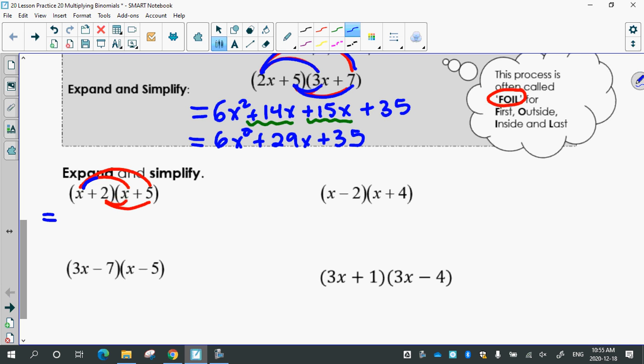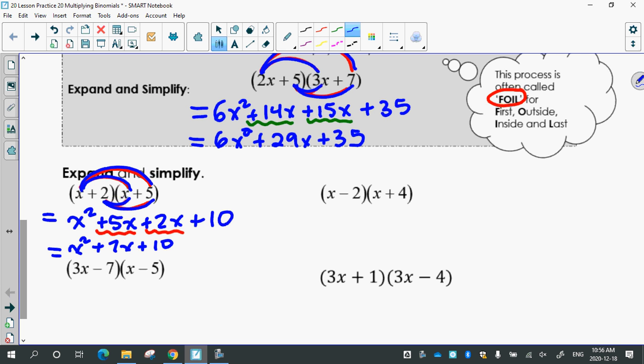So my first, x times x is x squared, everybody. My outsides, x times positive 5 is positive 5x. My insides, positive 2 times x is positive 2x. And my lasts, positive 2 times positive 5 is positive 10. So that should be your first line. Okay, that's the 4 multiplications. And then your only like terms are the positive 5x and the positive 2x that you can combine. So you end up getting x squared plus 7x plus 10.